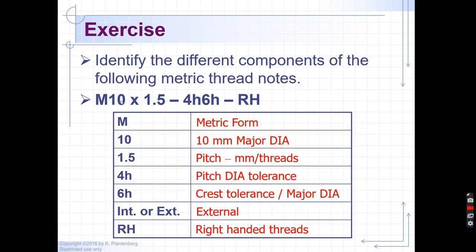Okay, so if we have an M10 by 1.5 4H 6H RH, it is metric. It is 10 millimeters in major diameter. 1.5 is millimeters over threads, it's the pitch. 4H is the pitch diameter tolerance. 6H is the crest tolerance of the major diameter. This one is an internal thread. RH is a right-handed thread.